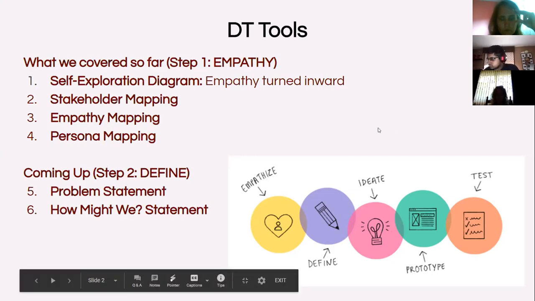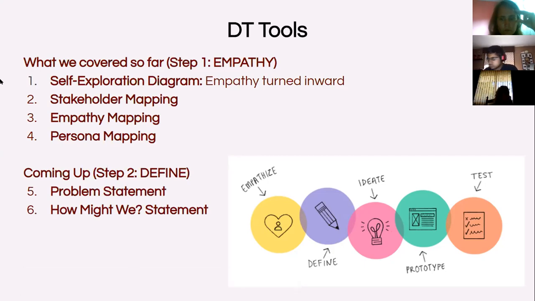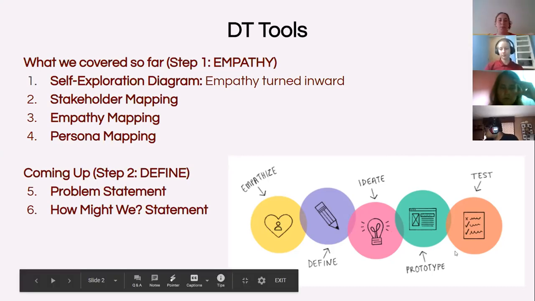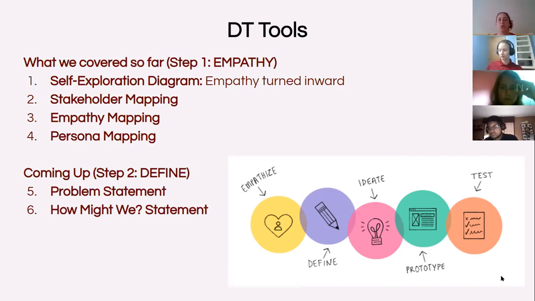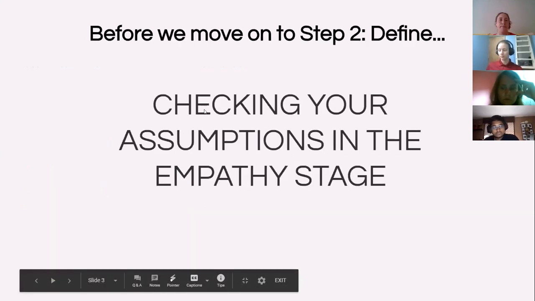And then today, I'm going to talk about two things you can use to complete the define stage, which is the second stage of design thinking. So today we're going to talk about how to write problem statements and how to write how might we statements that will jump you into the ideation stage, into the solution space.